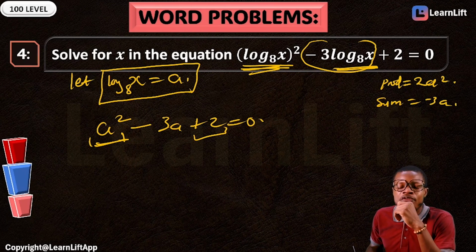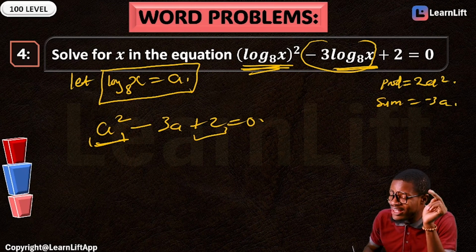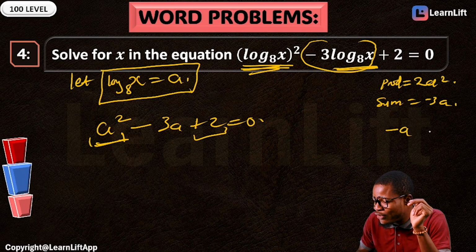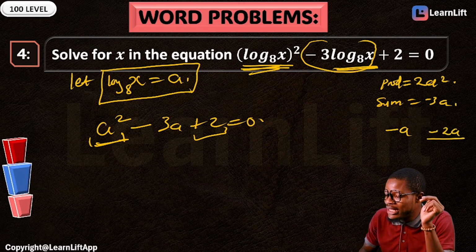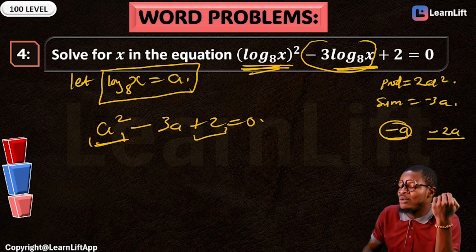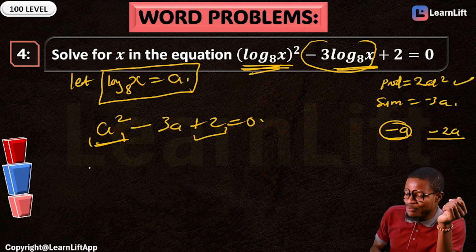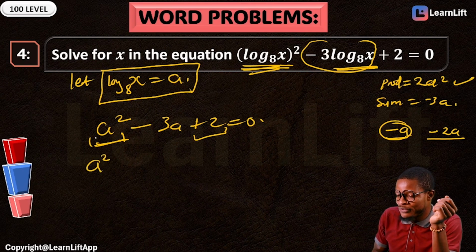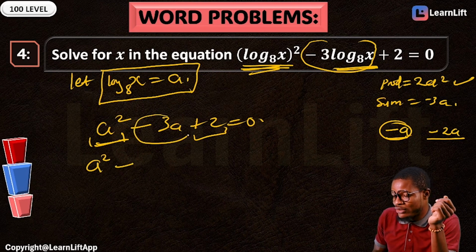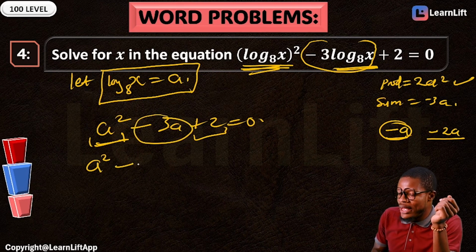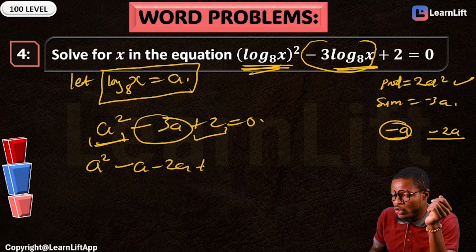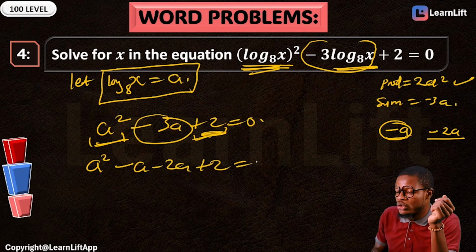What are the two values there? Of course, the two values should carry negative. That should be minus a and minus 2a. Minus a times minus 2a, if I multiply them, what is it going to give me? It's going to give me 2a squared. If I add them, it's going to give me minus 3a. So put it in here. A squared minus, in place of minus 3a, use these two values here. A squared minus a minus 2a plus 2 is equal to 0.